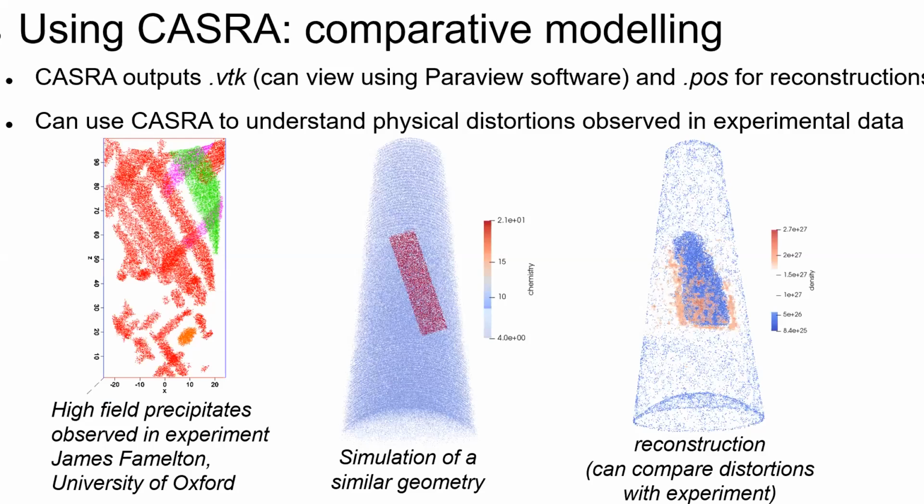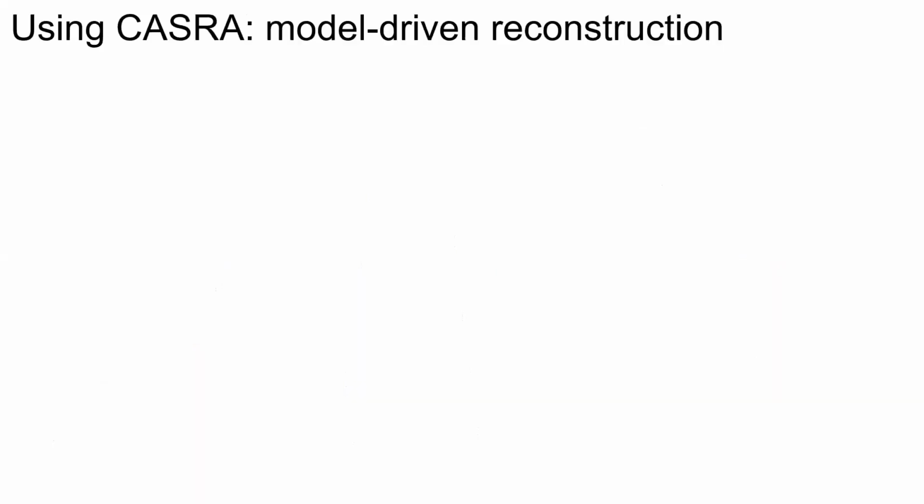So the first thing that you can use CASRA for, which is pretty straightforward, is some simple comparative modeling with experiment. The idea is you can use CASRA to understand physical distortions that are observed in experimental data. So by setting up your model geometry to resemble microstructure you might be seeing in experiment, you can generate synthetic data of the APT experiment and then reconstruct it and compare the distortions that are occurring with the experiment to better understand where the distortions are coming from.